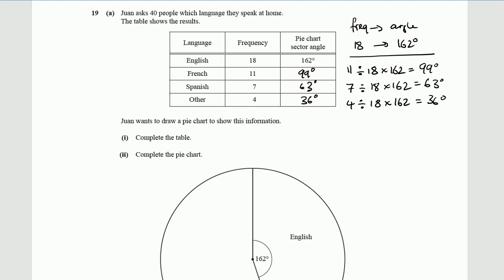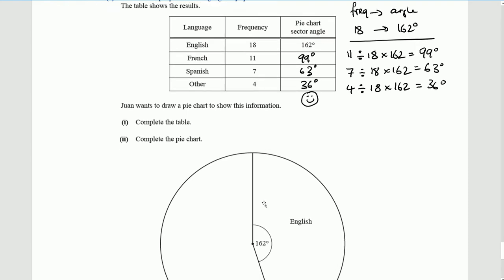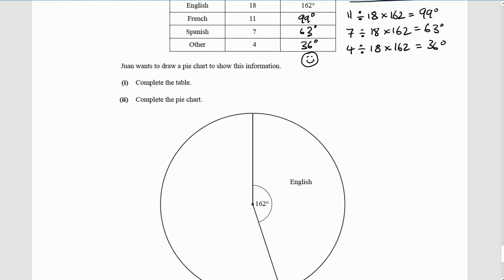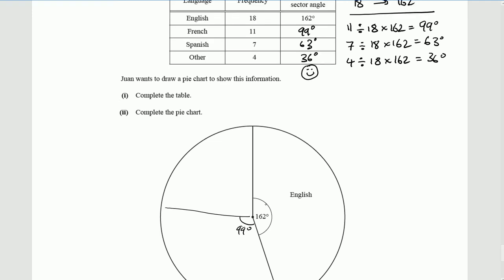Okay, so let's just double check that all these angles add up to 360. I've got 162, 99, 63, and 36. That's adding up to 360, so I know I'm okay. So to complete the pie chart, you would then use your protractor. Starting from this line over here, we'd measure out a 99-degree angle, which I'm going to say is over here, let's say. And then a 63 angle and a 36 angle, I'm going to mark those like this. Do use your protractor, of course. And you would label them French, Spanish, and other.